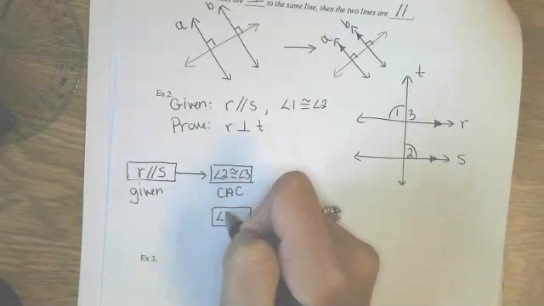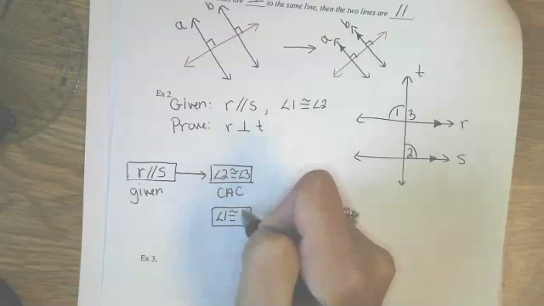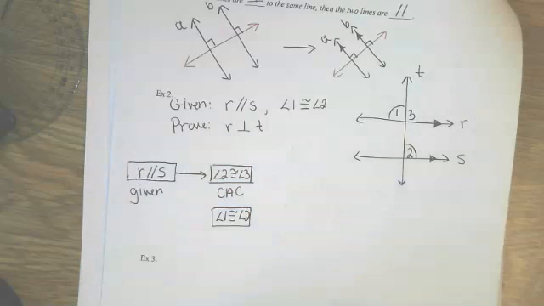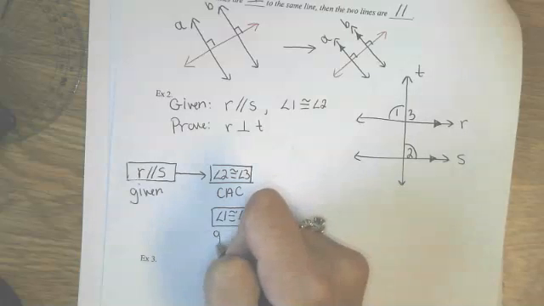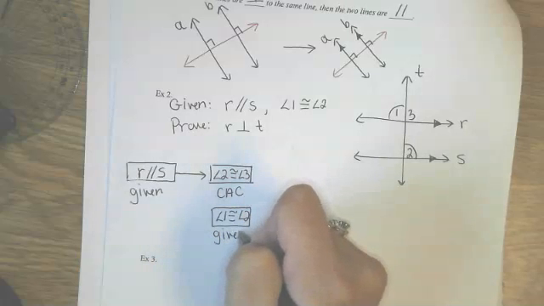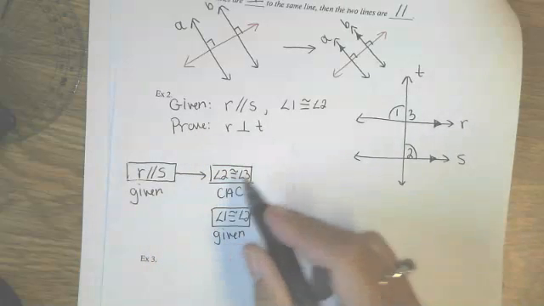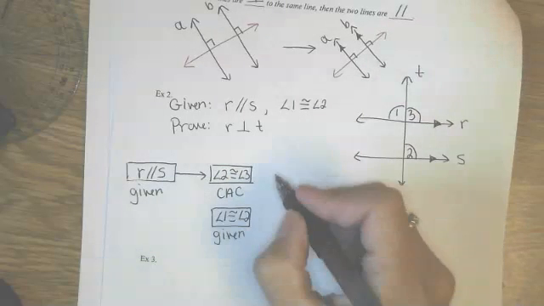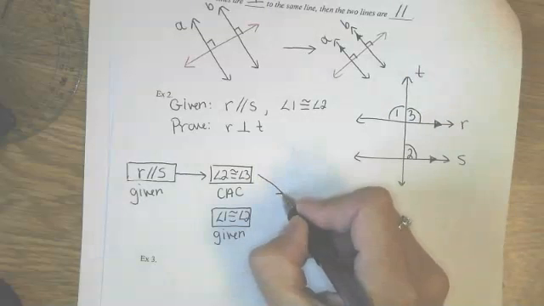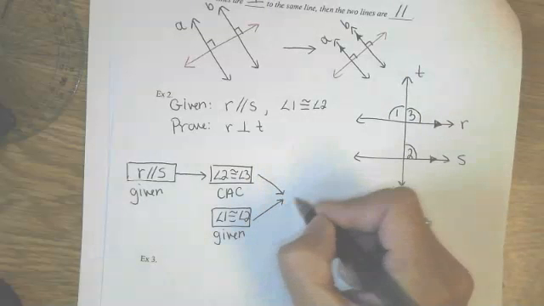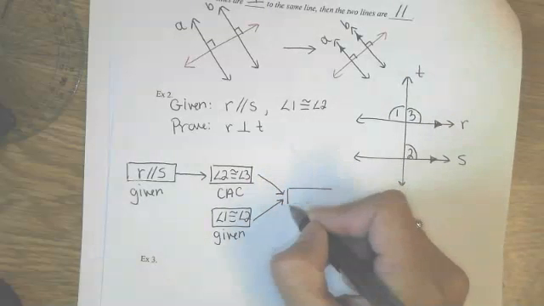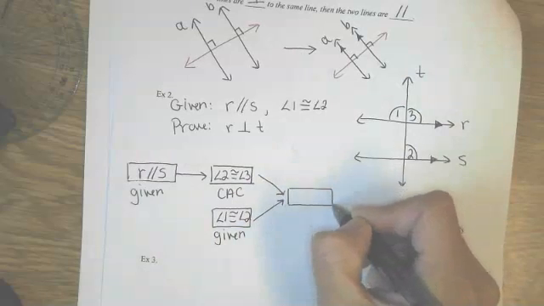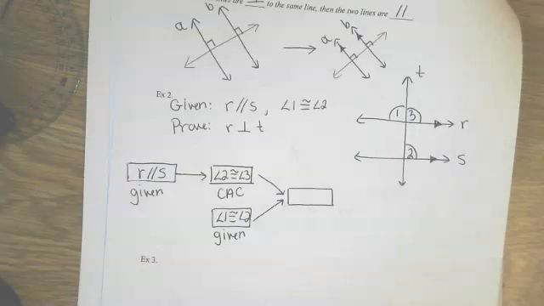So, angle 1 is congruent to angle 2. Not logically connected to anything. It is in the given. Oh, I forgot to mark. 2 is congruent to 3. Okay, I want you to logically connect these two boxes and tell me what should be in here. That's one I think you should be able to put together. Isabel?